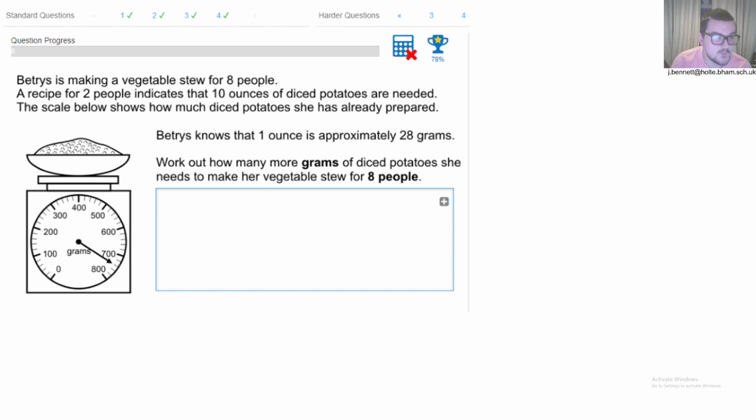So let's start off with how many grams does she have? Well, there are 5 increments between 700 and 800. Which means each increment is worth 20, because this whole gap is worth 100, and there are 5 increments, so we know that each increment is worth 20. The arrow is 2 increments across, 2 lots of 20 is 40, add that to 700, so we know that she has 740 grams of diced potato. A recipe for 2 people shows that 10 ounces are needed. We have 8 people, we multiply that by 4. So 8 people, we need 40 ounces of potatoes.